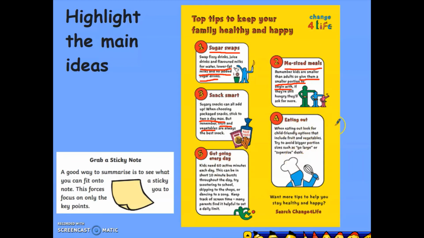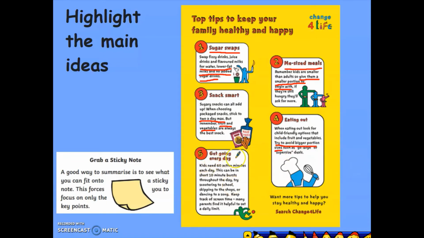Number 4, eating out. When eating out, look for child-friendly options that include fruit and vegetables. We've got fruit and vegetables again. You can see that's really important and one of the main ideas. Try to avoid bigger portions such as go large or supersize deals. So try to avoid bigger portion sizes is what I will highlight here.